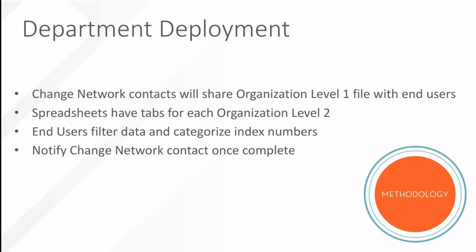So what we will do is we will send out through the Change Network. We have files set up for each organization level 1 for each Vice Chancellor. Each Vice Chancellor area for their file has a tab for each organization level 2.